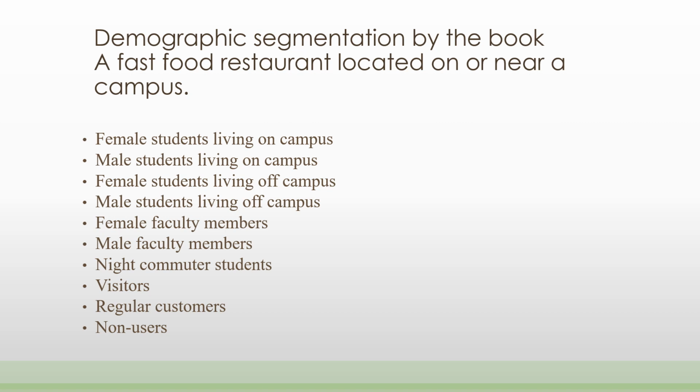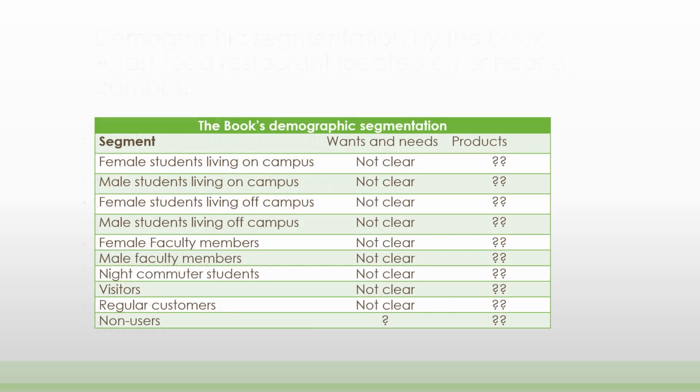In terms of demographic segmentation of fast food restaurants, they identified female students living on campus, male students living on campus, female students living off campus, male students living off campus, female faculty members, male faculty members, night commuter students, visitors, maybe even regular customers or non-users of the product. So these are some examples of the demographic segmentation that your book had suggested. So if we were to segment the market that way, the real question is, what are their wants and needs, and then what products would we market towards them?